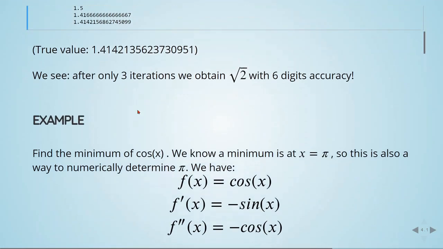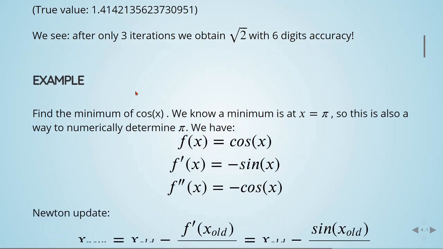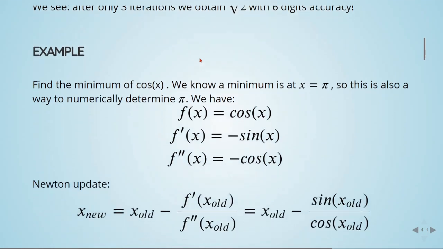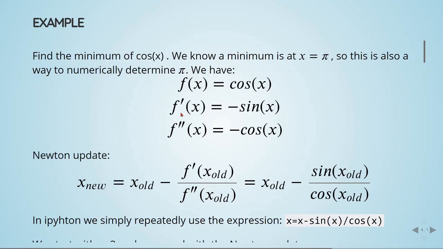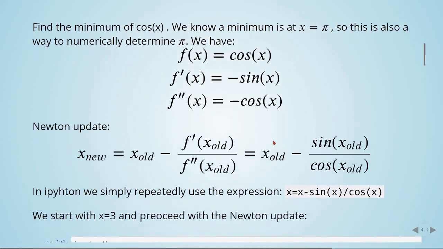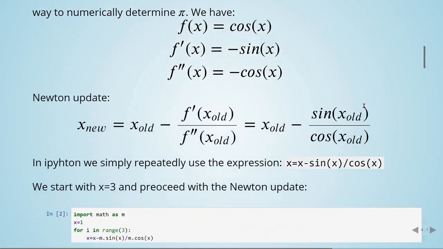Another example is to find the minimum of the cosine of x. We know the minimum of the cosine of x is at x equals pi. So this is also a way to numerically determine pi. We have that f of x is the cosine, so the first derivative is minus sine, and the second derivative is minus cosine. So now our Newton update, x new equals x old minus the first derivative divided by the second derivative, and then we'll have the sine divided by the cosine.